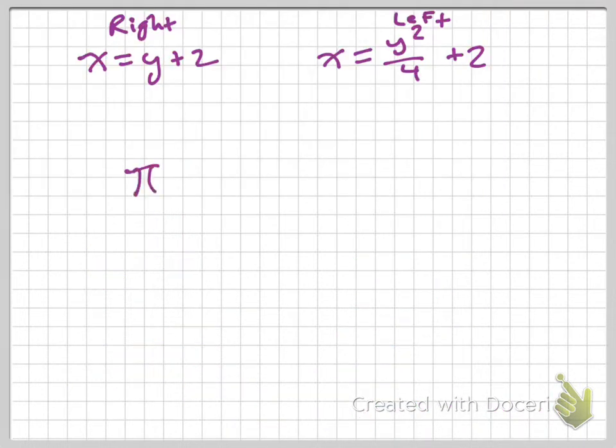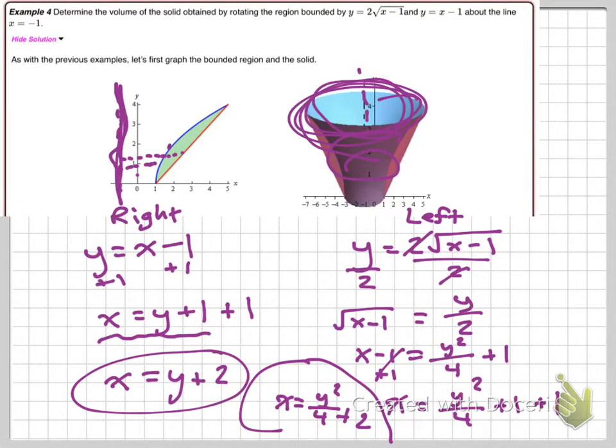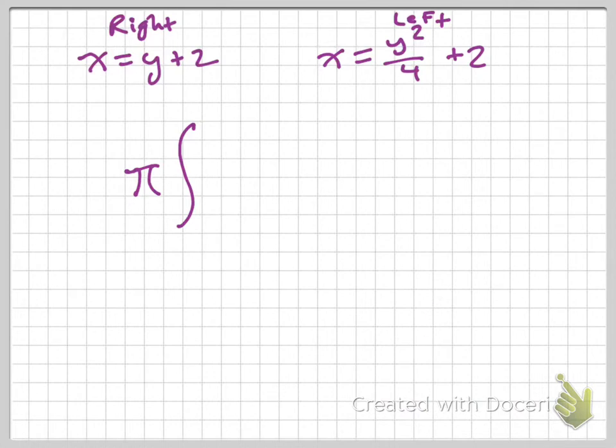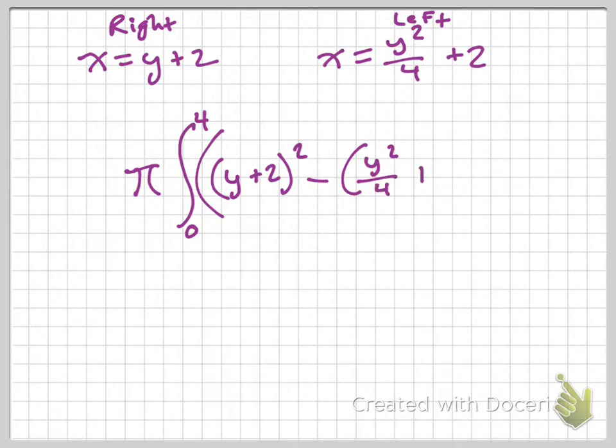So I'm going to then have just pi. I can look back and see that the interval on the y-axis is 0 to 4. And my right function is just going to be this y plus 2 squared. Then I'm going to have to subtract my left function, the y squared over 4 plus 2 squared. And this will be dy. Again, I'm letting my calculator do the heavy lifting here.